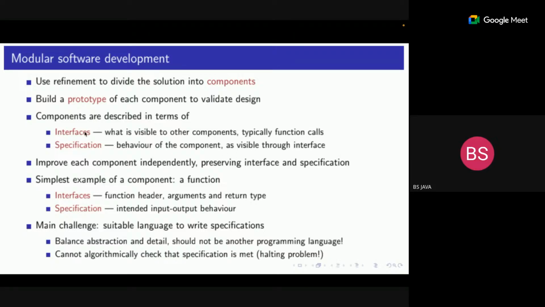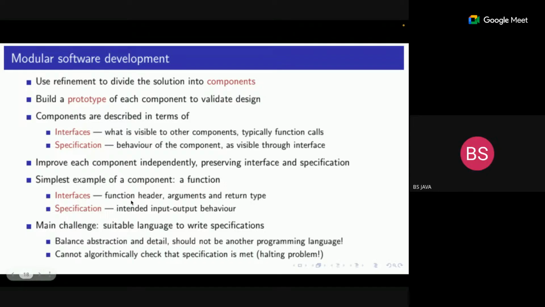So interface is something that is visible to other components, and specification is the behavior of the component. Even if the behavior of the component or the implementation of the function is modified, it shouldn't affect the interface, because we are not changing the interface. Only the inside part will be changed if you want. Getting it? What is interface and specification? Yeah, ma'am.